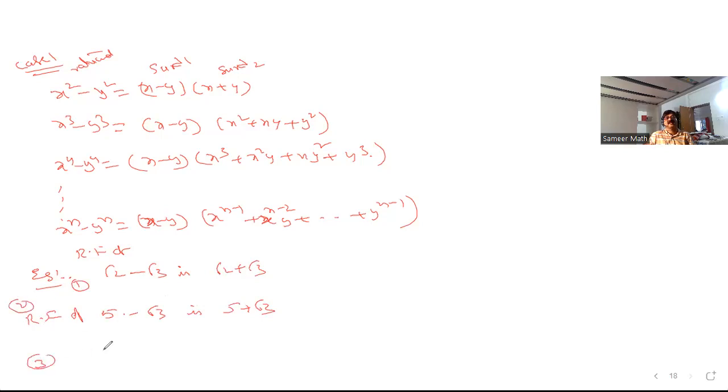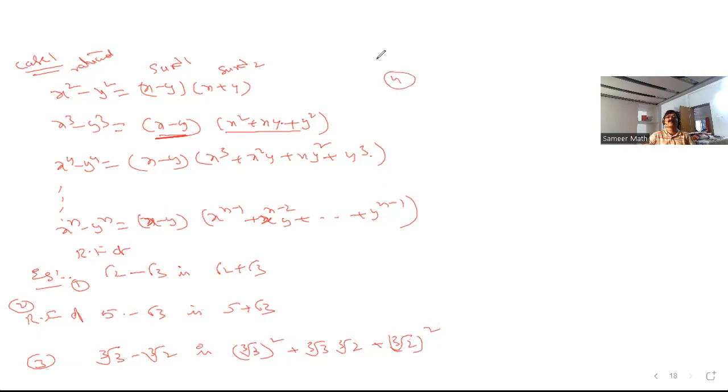Third example. Suppose I write cube root of 3 minus cube root of 2. That means I'm not giving this, I have given this one. What is the RF? You are supposed to write this. What is that? Cube root of 3 whole square, plus cube root of 3 into cube root of 2, plus cube root of 2 whole square. You have to write this; this is your RF. This is the RF of this one.